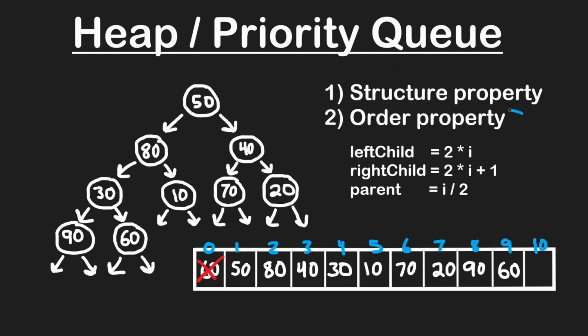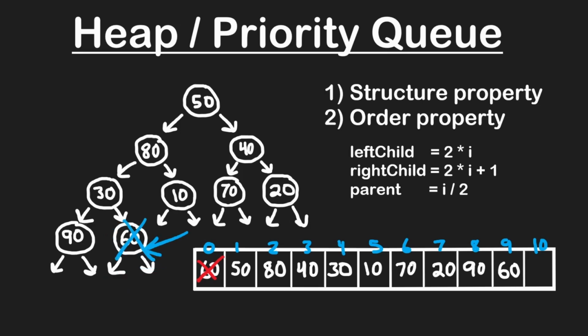And remember, the order property is recursive. It essentially means that for every single subtree, every node should have a value that's smaller than all of its descendants. So that's what we're going to do. For every single node, we're going to check: does it have a value that's smaller than all of its descendants? That's because we're doing this for a min heap. For a max heap, you would just do the exact opposite.